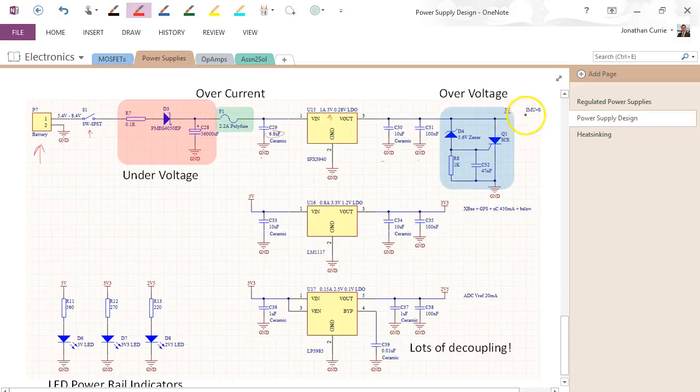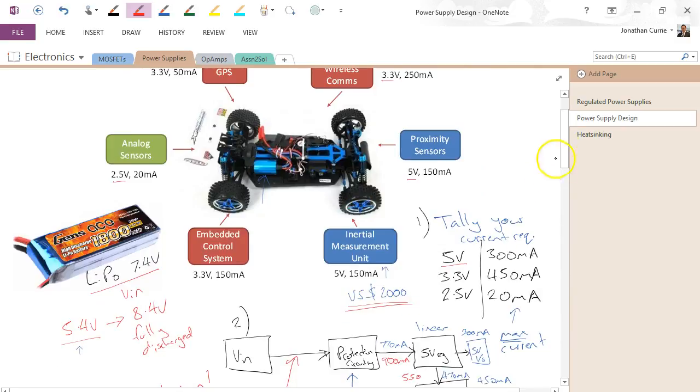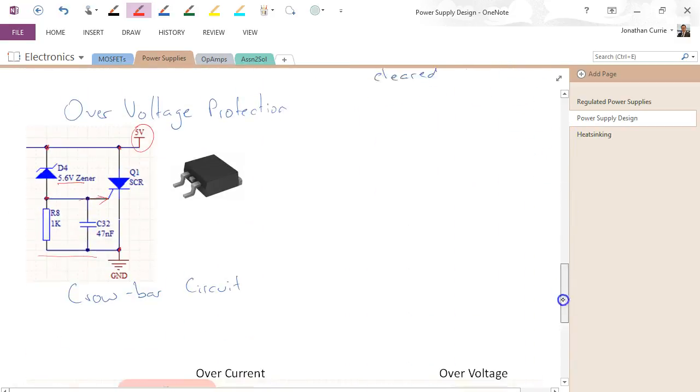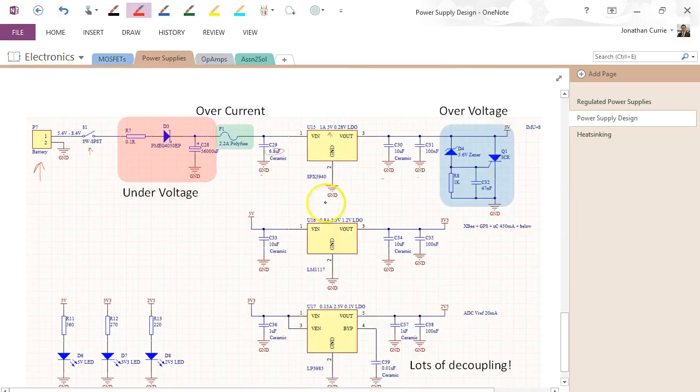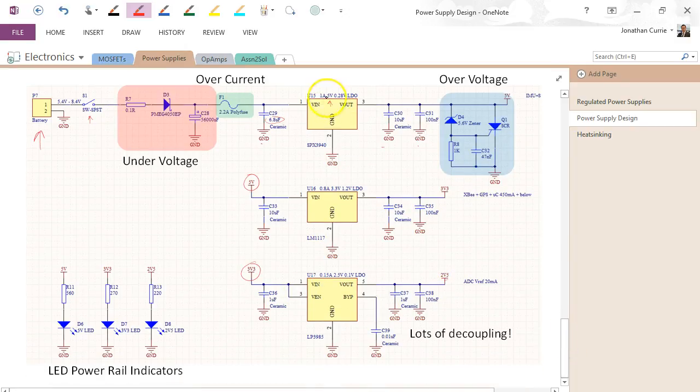I was only interested in protecting the 5 volt side because that was the only one that had the $2,000 I/O device on it. From there, the 5 volt line connects through the 3.3 volt regulator, and then from there through to the 2.5 volt regulator. As you'll see, the 5 volt regulator chosen was rated for 1 amp, 0.8 amps for the 3.3 and 0.15 amps for the 2.5. So they were very much overrated, but that's fine. These are the cheapest options that met the specifications of the circuit.